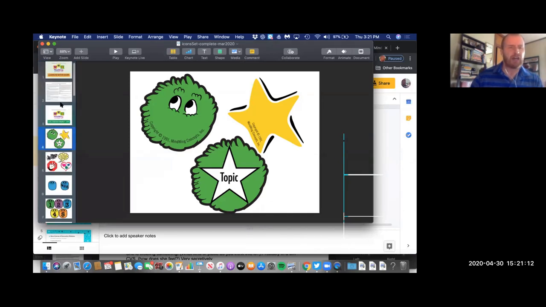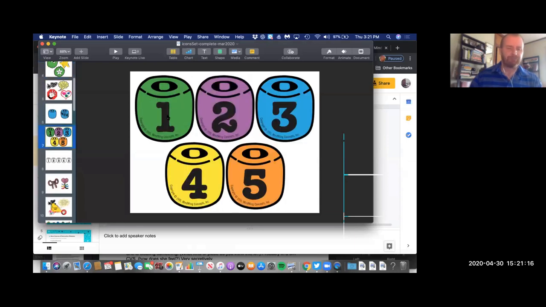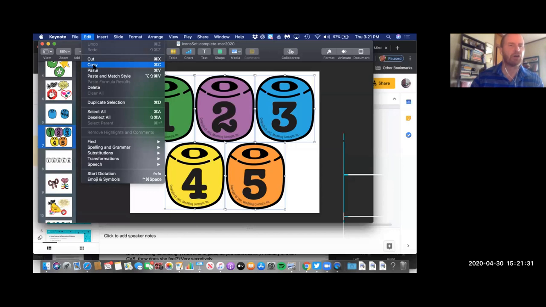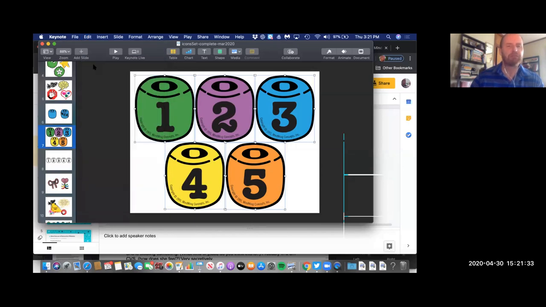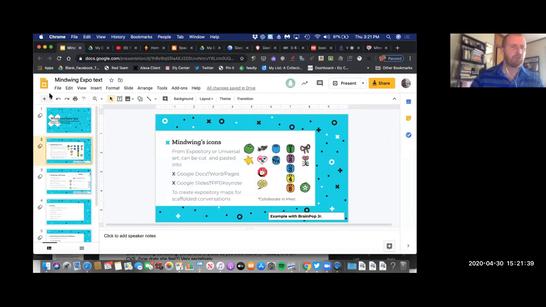Keynote is Mac's PowerPoint, so it doesn't really matter. It's semantics, okay? I can just quickly multiple select and take all of these icons. I'm selecting them all. You do shift click, which lets you multiple select, and then copy. I like to use the keyboard shortcuts. You can look that up, or you can go edit, copy. And then those are on what is called your clipboard.